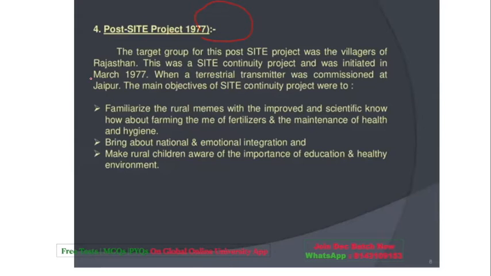Basically this was done with the villagers of Rajasthan, which was initiated in 1977 with the objective to familiarize the rural population with improved and scientific knowledge about farming with respect to fertilizers and maintenance, bringing out national and emotional integration, and to make rural children aware of the importance of education and a healthy environment. So this also played an important role.